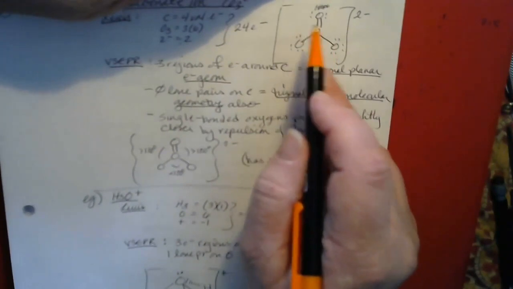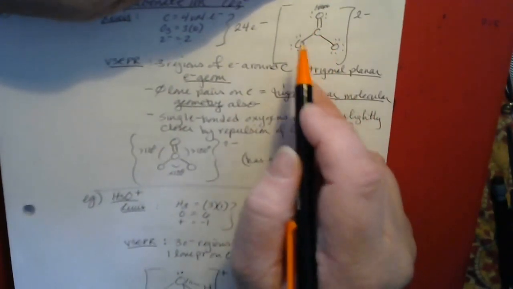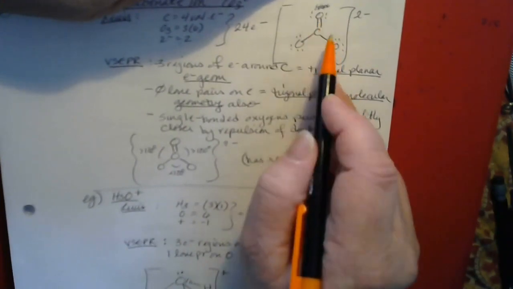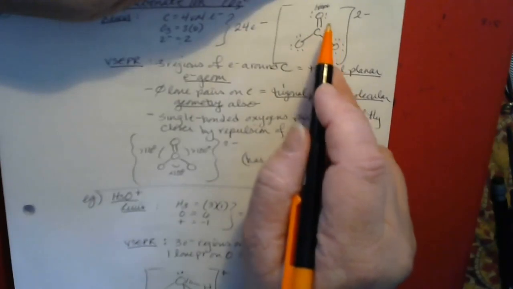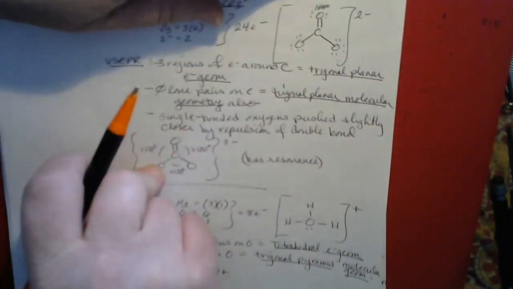The single bonded oxygens will end up being pushed slightly closer together because of the double bond, taking up a little bit more space. And so the angle between the double bond and each of the single bonds would be a little bit more than 120, and the angle between the single bonded oxygens would be a little bit less than 120.